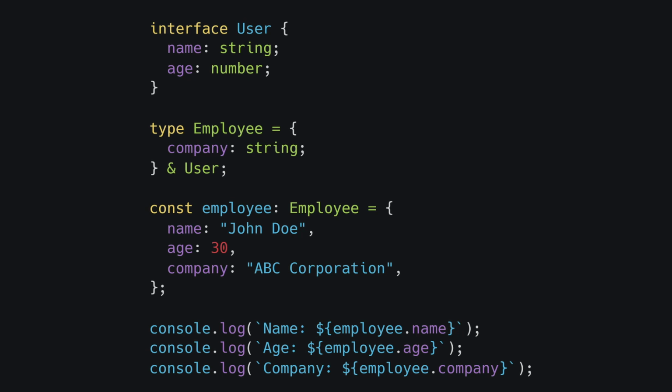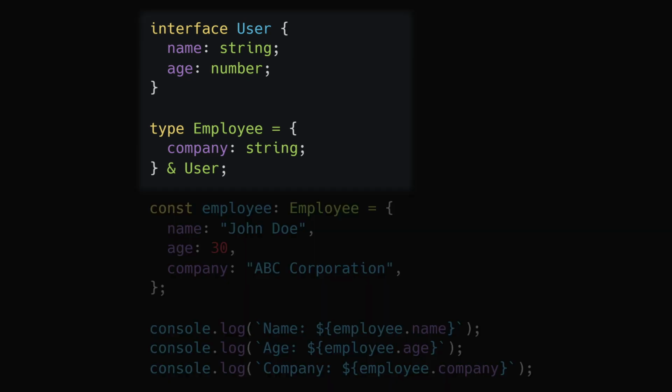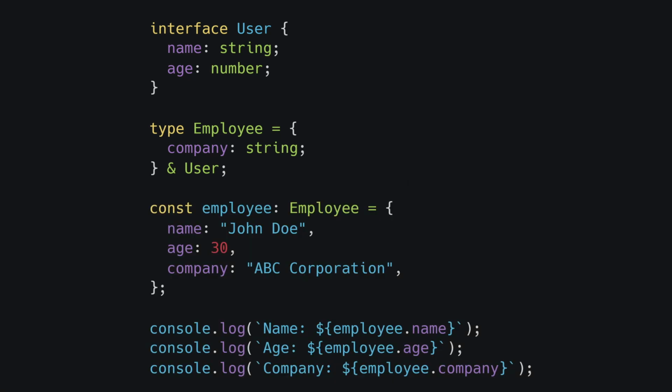3. Remember, you can always combine interfaces and types to achieve more complex type definitions. They can work together to provide powerful type systems. To wrap up, understanding the difference between interfaces and types in TypeScript is crucial for writing clean and maintainable code. Interfaces are ideal for defining object structures, while types offer more flexibility and versatility for custom type definitions.